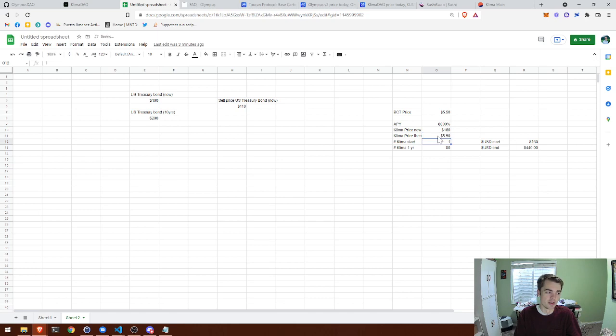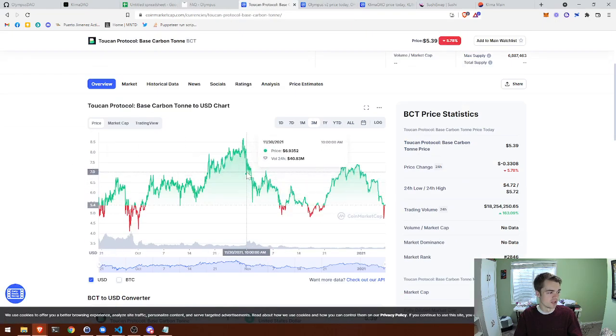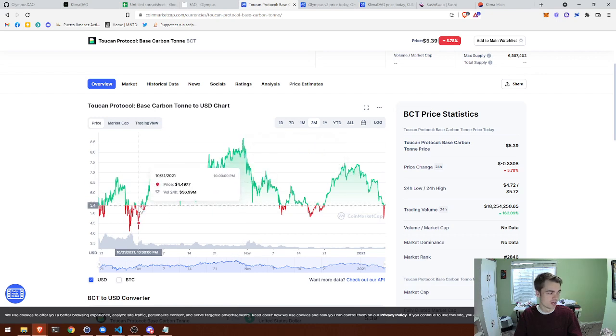So we say that if KLIMA goes to $5.50, you more than double your money. In fact, we're down to 150 now, so just about triple your money, right? Obviously, if the BCT price went down to $3, then this could go down to $3 and you would lose a lot of that value. But I'll get into this in the next video, but what you're going to see is BCT has been a lot higher, like $8, but it hasn't really dropped below like $4, $4.50. And there's some things in the works that'll make it even more not drop that low.